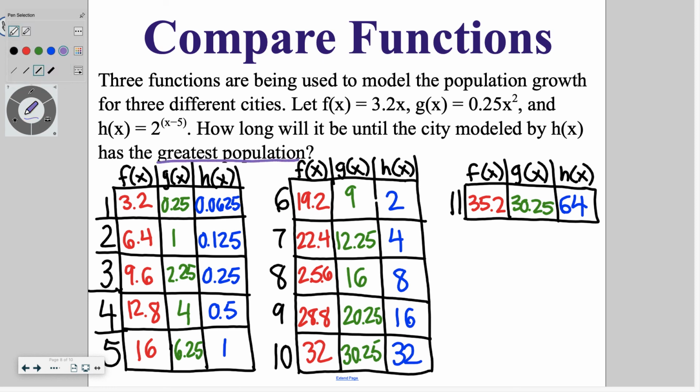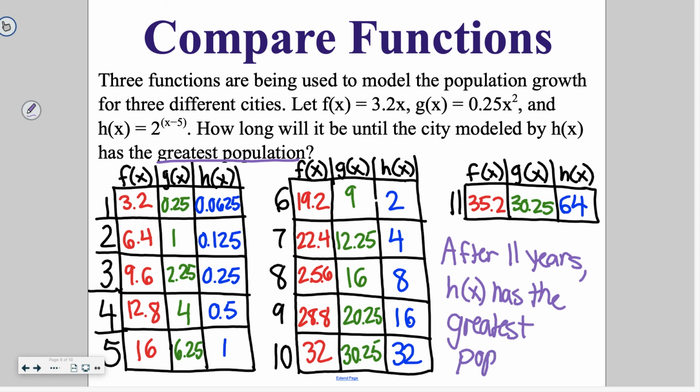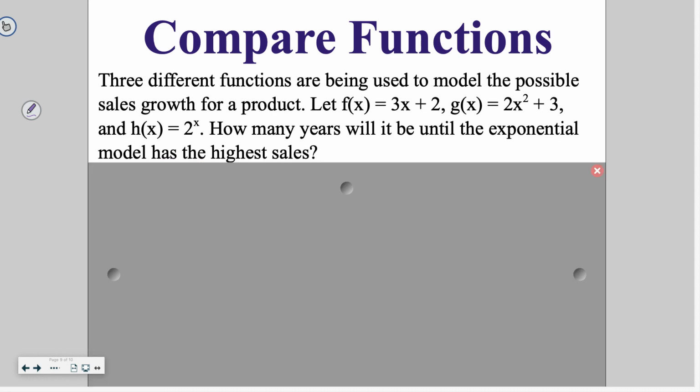So then my final answer would be after 11 years, h of x has the greatest population. So you would make a comment to say what happened at that time. So h of x, again, has the greatest population after 11 years.